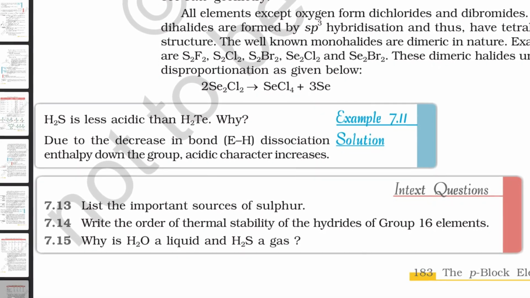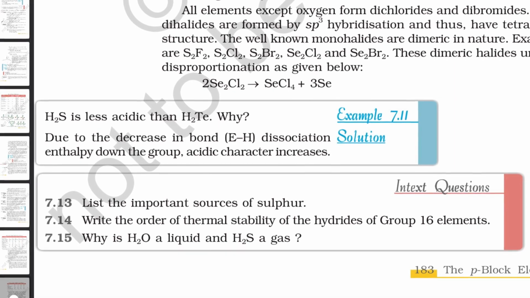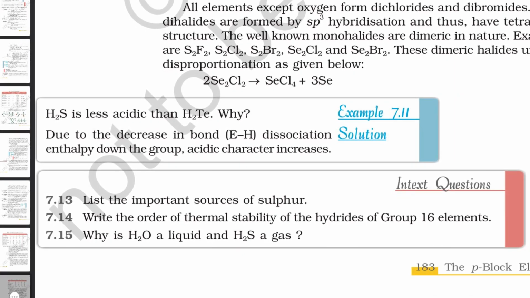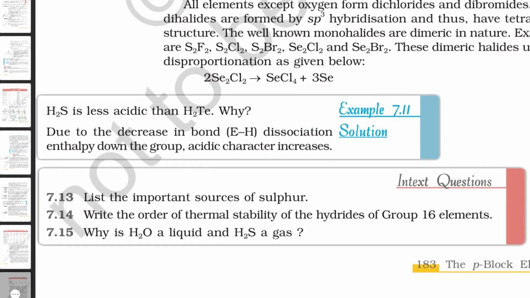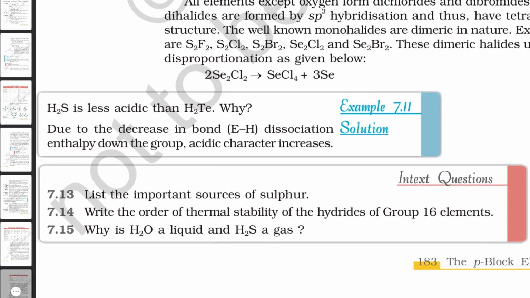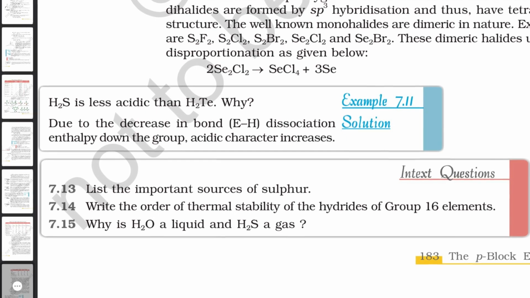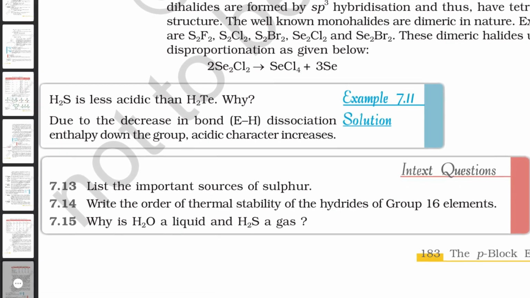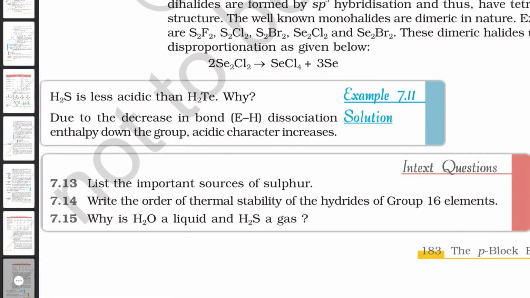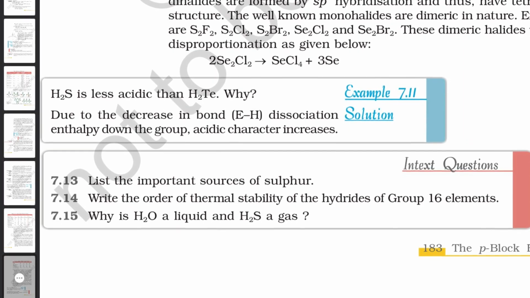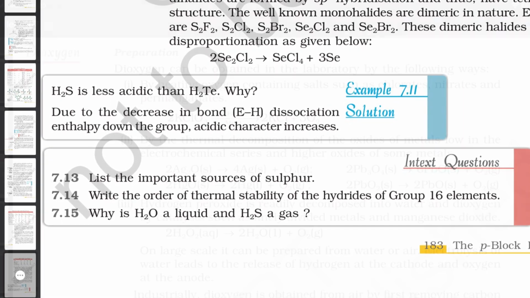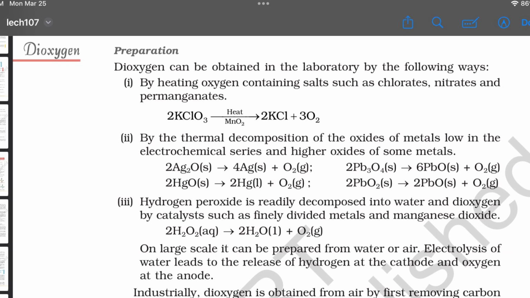Here is a question. H2S is less acidic than H2Te. Why? Simple, bond energy. Due to decrease in bond dissociation enthalpy down the group, acidic character increases. List the important sources of sulfur. Write the order of thermal stability of the hydrides of group 16 elements. Why is H2O a liquid and H2S a gas? Hydrogen bonding.